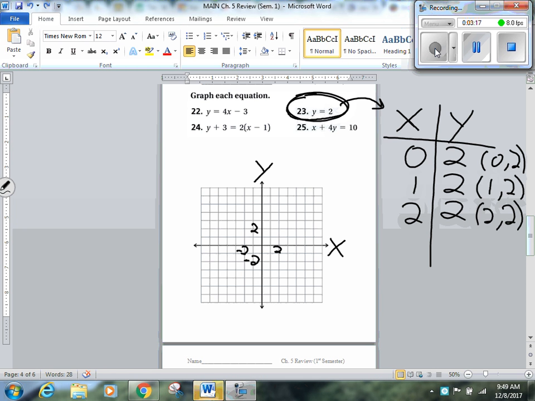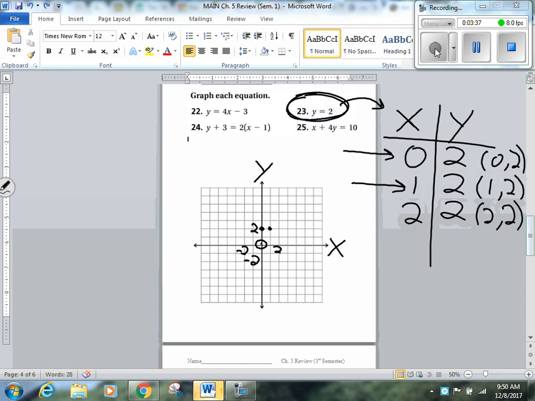Now to graph this, I have my table all set up. I have my graph. The center is 0. And now I have to graph 0, 2. Starting at 0, move up to 2 and put a dot. My next point, 1, 2. I'm at 1.